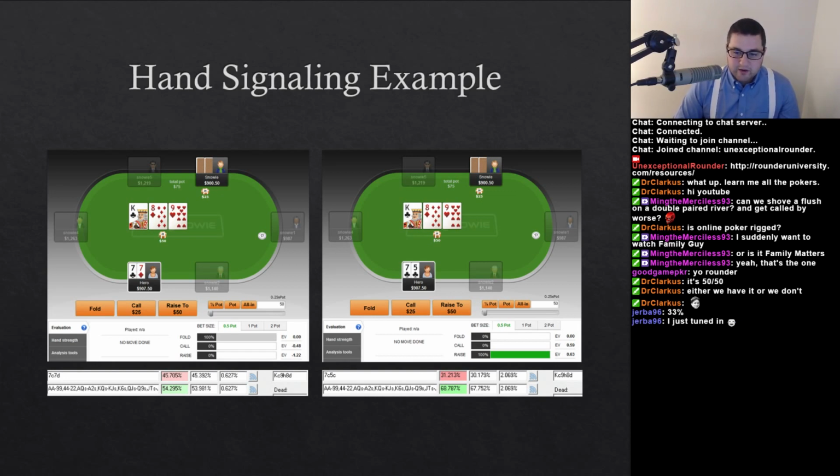But we can see how hand signaling plays out very clearly in these two hands based on the theories we've covered so far. We should continue with the hand that retains equity against the strong part of our opponent's range by playing the 7-5 suited on the right and folding the pocket sevens on the left, which only retain equity against the weak part of our opponent's range.